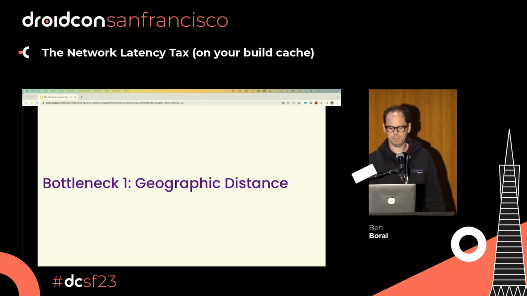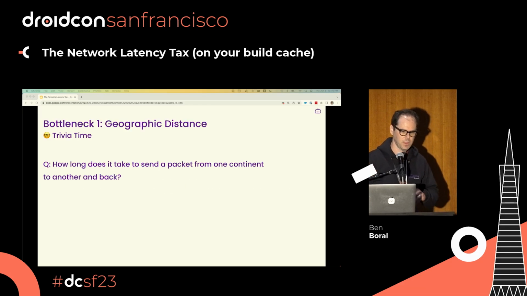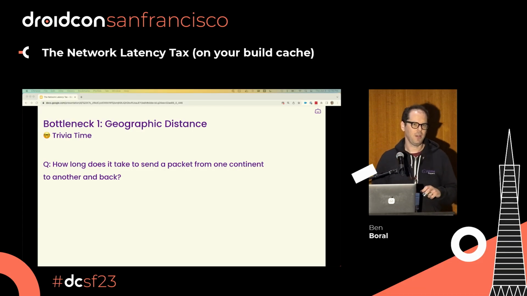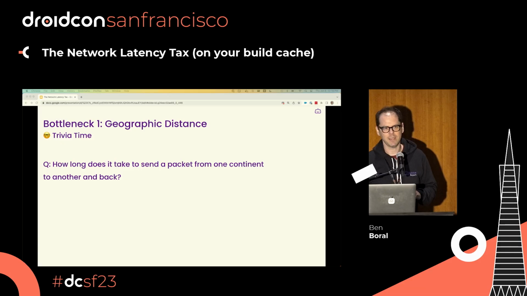So if we look more in depth at geographic distance, okay, we have our first trivia question. How fast do you think a network packet can be sent from one continent to another and back? And just throw out the answers.